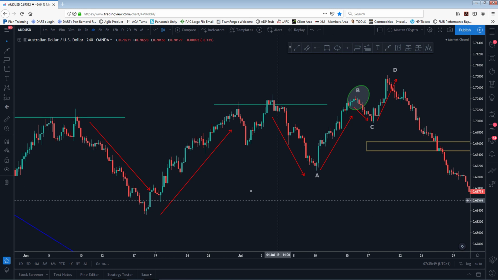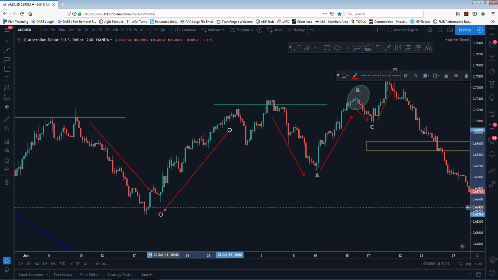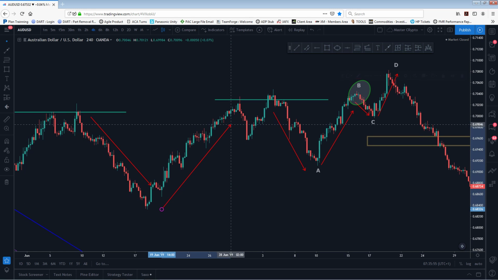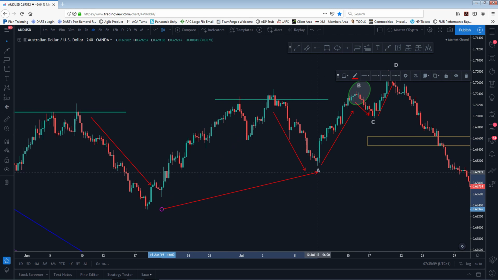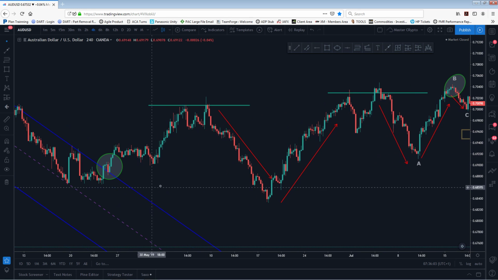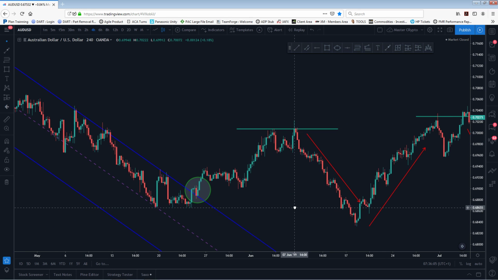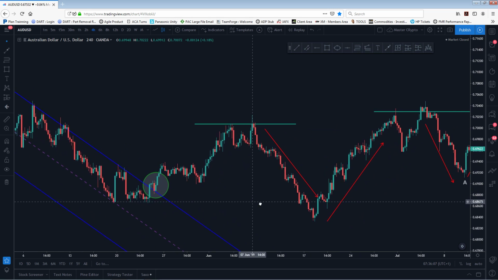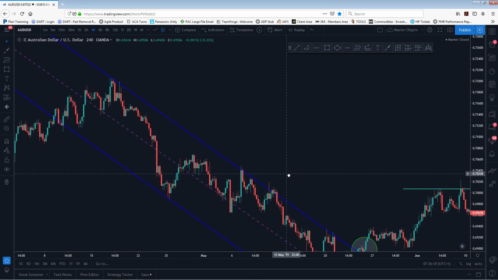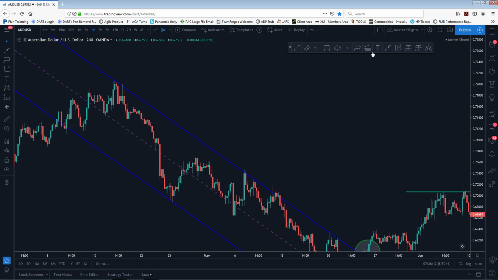Let's go look at more. Look, this is A, this is B, this is C, this is D, but it got shot down. Like, it happens all the time. But let me find another good example for you. Okay, let's do this one. So I'm going to get my fib tool. Hold on, let me first identify the move.